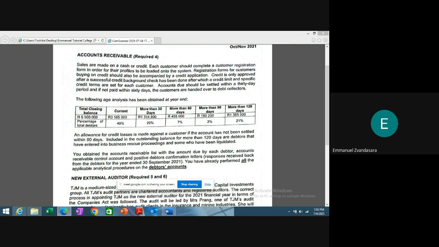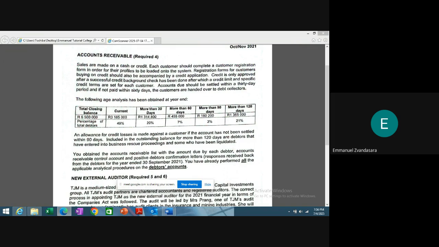Okay, so you obtain the accounts receivable list with the amount due by each debtor, accounts receivable control account, and positive debtor confirmation. Positive debtor confirmation. Well, I will talk about this because when we are dealing with receivable balances or debtors, there are sections that we need to understand. So when they mention that you obtain the accounts receivable list with the amount due by each debtor, accounts receivable control account, and positive debtor confirmation letters.